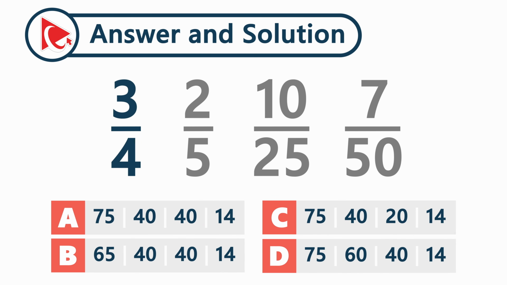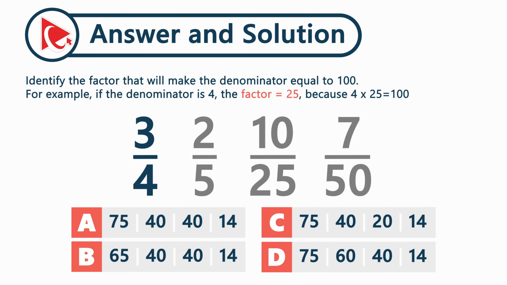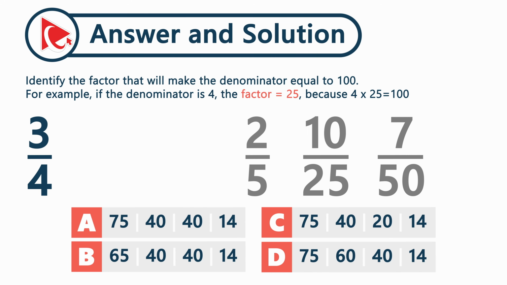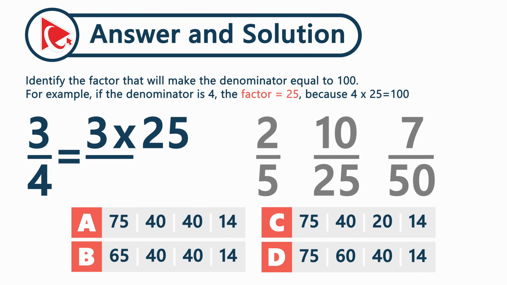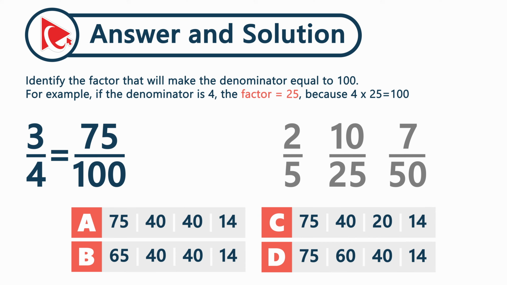Let's start with 3/4. To solve it, we need to identify the factor that will make the denominator equal to 100. In our case, the denominator is 4. We need to multiply 4 by 25 to achieve 100, because 4 multiplied by 25 equals 100. And obviously, we would need to multiply both the numerator on the top and the denominator at the bottom by 25. So the new fraction would be 3 multiplied by 25 divided by 4 multiplied by 25, and would be equal to 75 100ths. And guess what? The converted value of 3/4 would be exactly 75%.